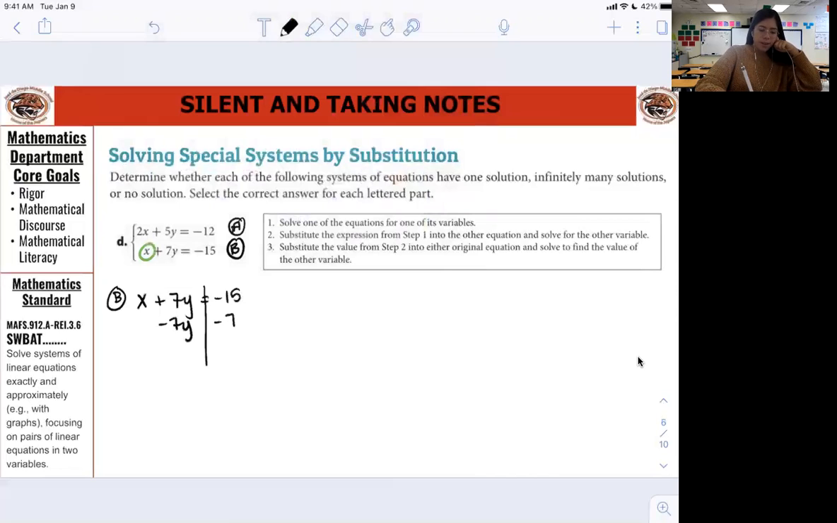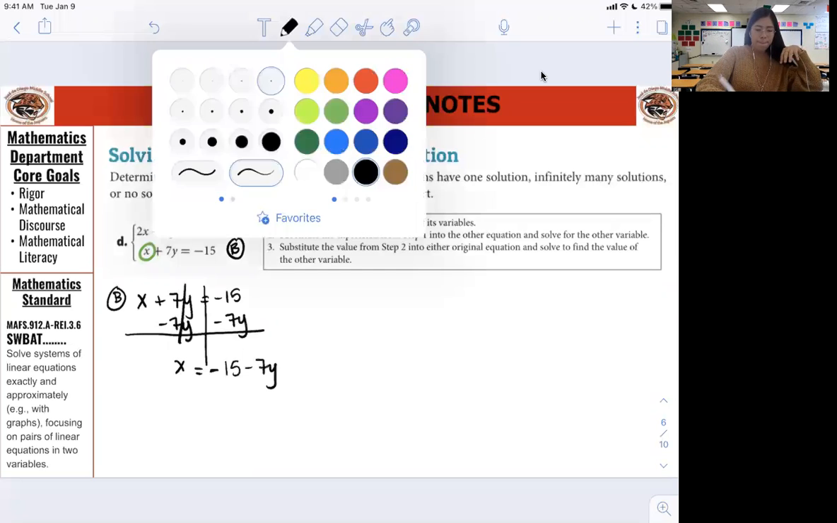Minus 7y. But then it's x equals 15 minus 7y. Yeah, very close. There's a negative in front of that 15, so keep that negative there. Negative 15 minus 7y. Cool. So far, so good? Then you plug it in for a.